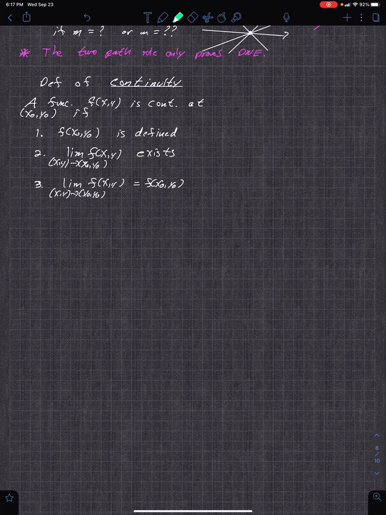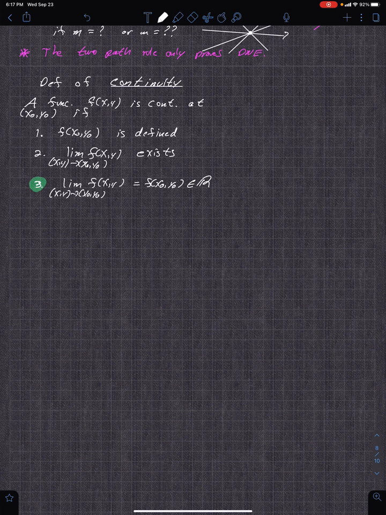So in most cases, it's 3 that makes the most difference. Basically, that has to be true. If you plug in x naught, y naught, you get a value, which means it's defined. The limit equals that value. So if it equals that value, it's a real number and it must exist. So the key is that this is a number in the reals, and then 1 and 2 are satisfied.